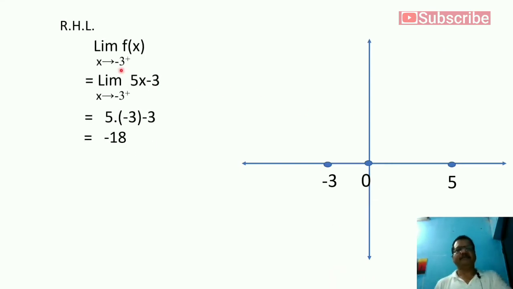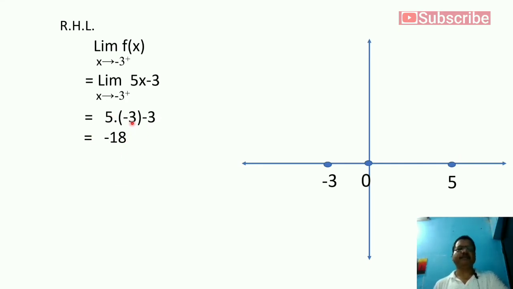Right hand limit, minus 3 positive, of f(x). Limit x tends to minus 3 positive, 5x minus 3, because the definition of f(x) is 5x minus 3, and then 5 into minus 3 minus 3, instead of x we have put minus 3, gives minus 18. So for right hand limit and left hand limit, in both cases we are having minus 18.